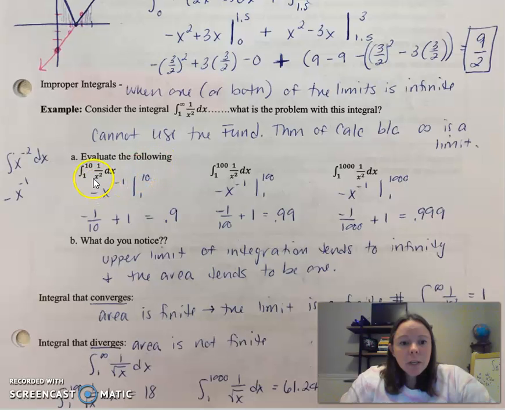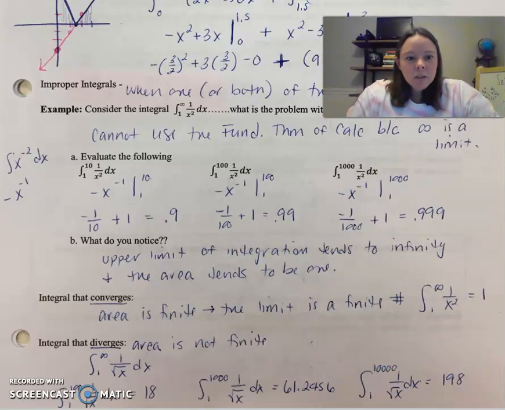So evaluate the following. You could use your calculator to do these, or you can do the antiderivatives and the fundamental theorem. You'll see you get 0.9 from 1 to 10. From 1 to 100, you get 0.99. From 1 to 1,000, you get 0.999. So you can easily see that you're approaching the value of 1, right? So what do you notice? The upper limit of integration tends to infinity and the area tends to be 1.